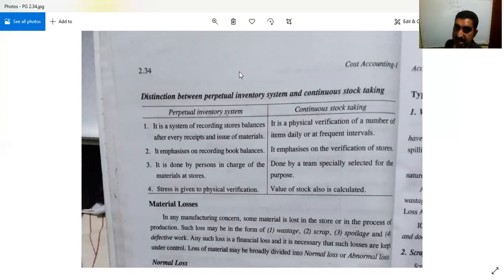Then stress is given to physical verification while value of stock is also calculated. അതായത് സ്ട്രെസ് ഉണ്ട് വളരെയധികം. എന്തെങ്കിലും ഒരു പ്രോബ്ലം വന്നു കഴിഞ്ഞാൽ അത് അവിടെ കണ്ടുപിടിക്കാനായിട്ട് കൂടെ പറ്റുന്നു, പെർപെച്വലിനകത്ത്. എന്നാൽ continuous stock taking, value of the stock is to be calculated. So these are the differences between perpetual inventory system and continuous stock taking.